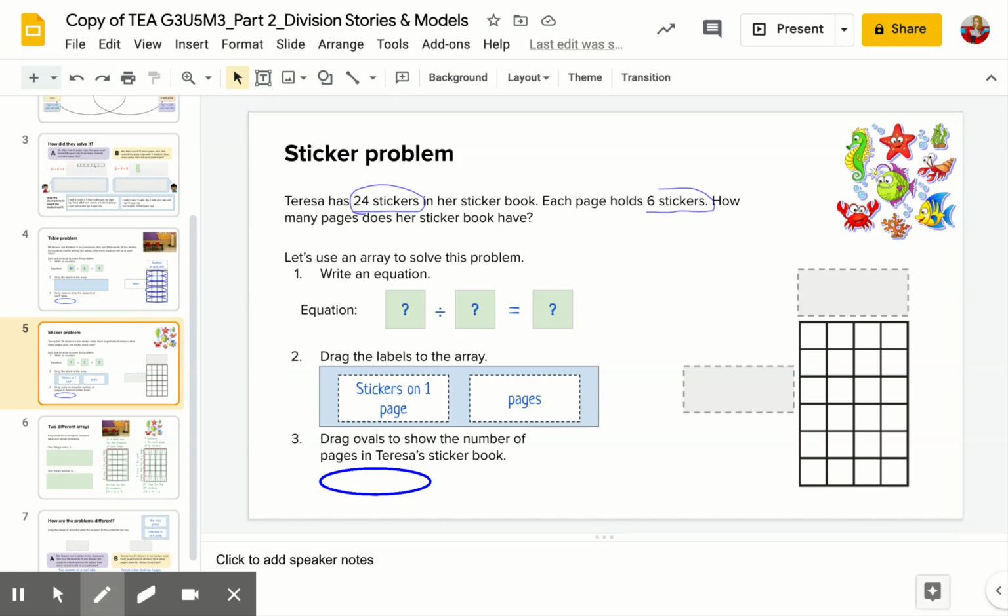This time we know how many are in the group. We don't know the pages. We don't know how many pages there are. The pages are the number of groups. So we're going to go ahead and fill in the equation. The equation is 24, again, divided by 6. But this time we know the number in the group. We don't know how many pages there are.